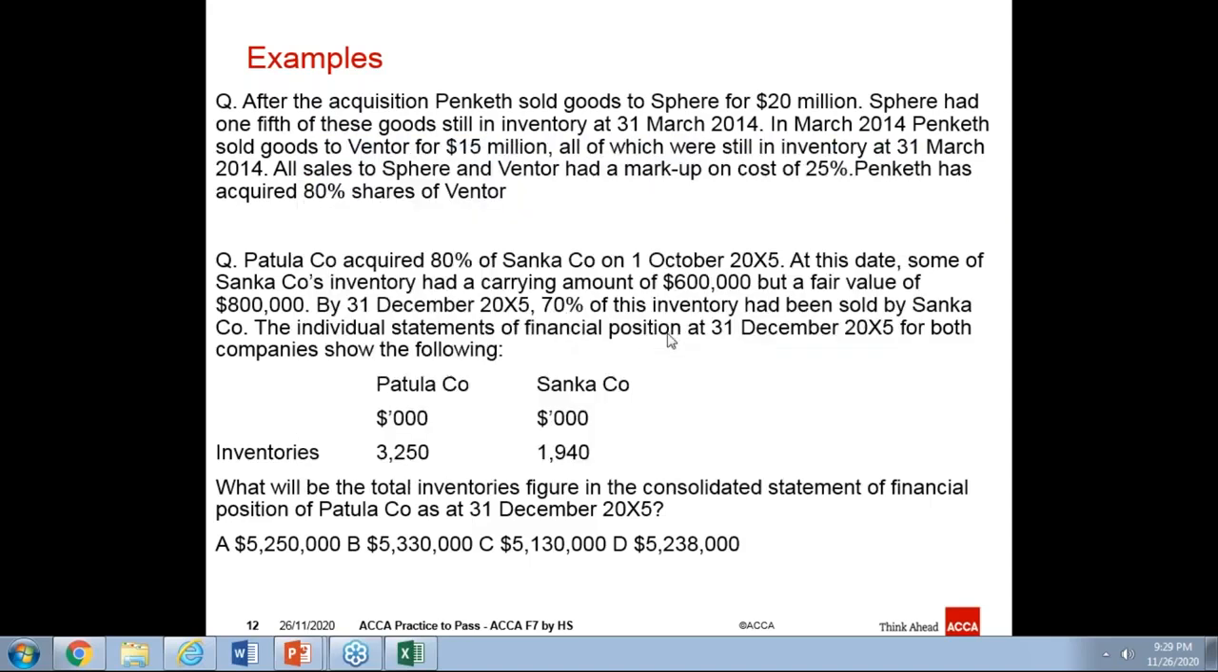So what is the right answer for this one? Petula acquired 80% of the Sanka Ship company on 1st October. What will be the right answer for this one?